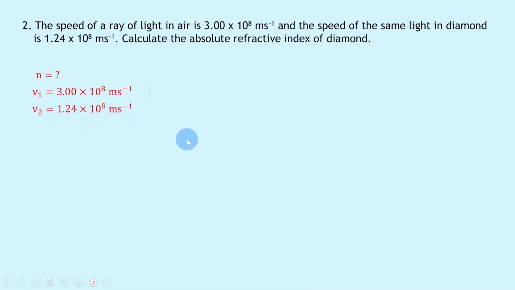So writing down our equation, we have N equals V1 over V2. Substituting in the numbers gives 3.00 times 10 to the 8 divided by 1.24 times 10 to the 8. And if you put that into your calculator, you should get an answer of 2.42 for N. Now comparing that with the absolute refractive index for diamond from the datasheet, you'll see that we've got the same answer, so that's a good check.